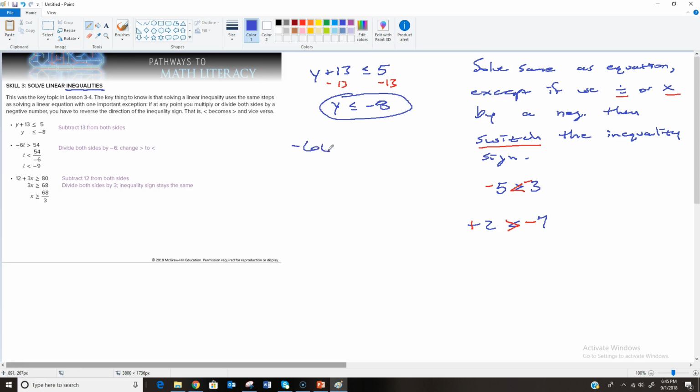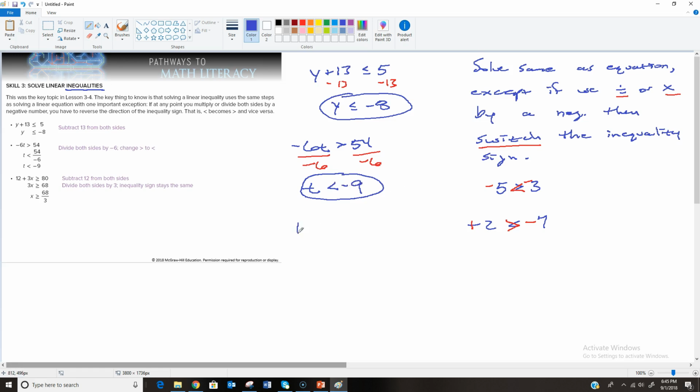Next one I have negative 6t is greater than 54. Now to solve this, I have to divide both sides by negative 6. Well, in this case, I did divide by a negative. So in order to keep the relationship correct, I'm going to have to switch the greater than to a less than. So 54 divided by negative 6 is negative 9. So our final solution for this is that t has to be less than negative 9.